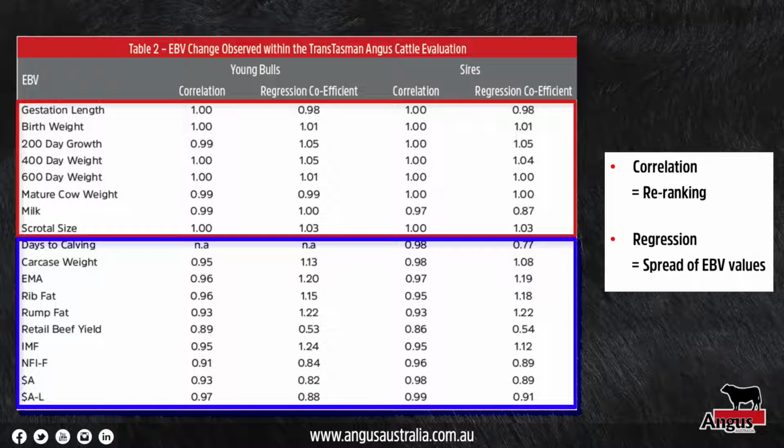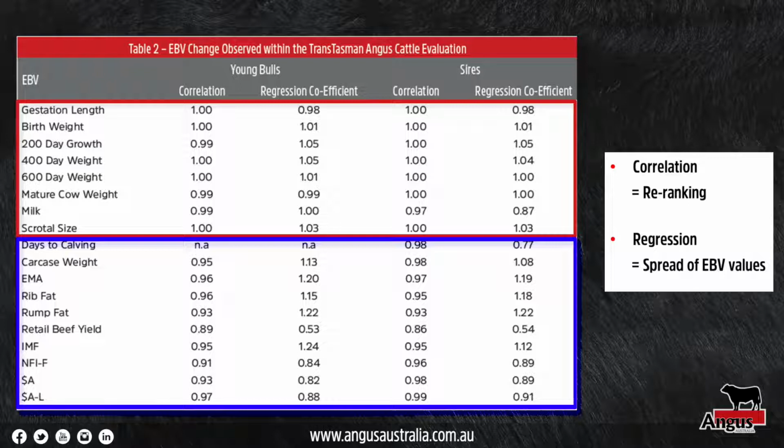So you'll see here, for the young bulls, the genetic correlation is down at that 0.95 kind of range. For the bull size, they are slightly higher, more at 0.97, 0.98. But there are significant differences in the regression coefficient. When we start to see regression coefficients about 1.2, that means there's a lot more variation in the EBVs, and that reflects the increase in the heritability of those traits.